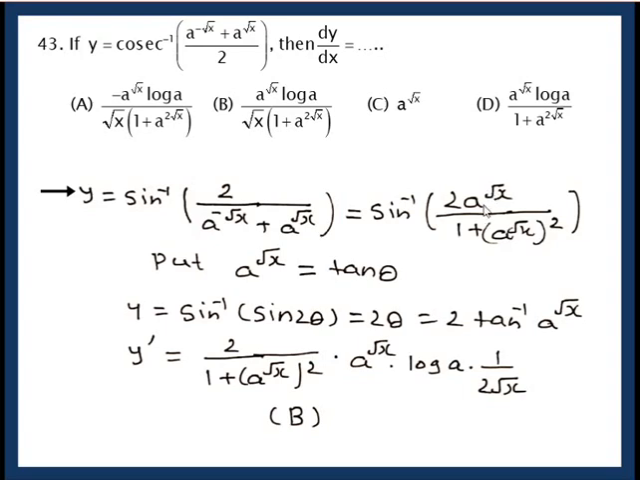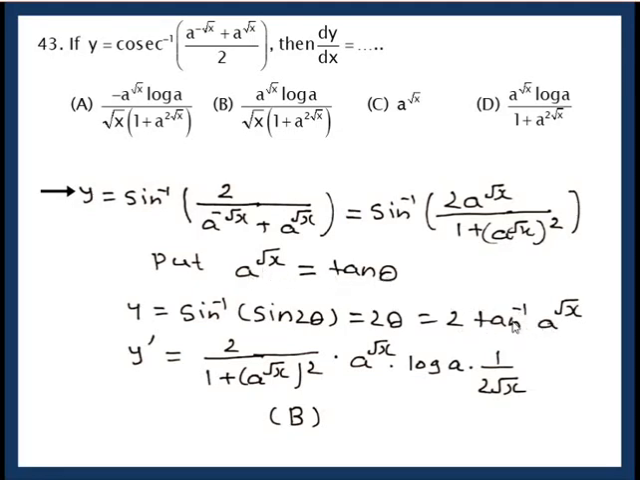Now I replace a raised to root x by tan theta. So this becomes sin inverse of 2 tan theta upon 1 plus tan square theta, which is sin 2 theta. Sin inverse of sine of any angle is that angle, provided the angle lies in the closed interval minus pi by 2 to pi by 2. So we assume that this condition is satisfied. So this is 2 theta, but what is theta? Tan inverse a raised to root x.